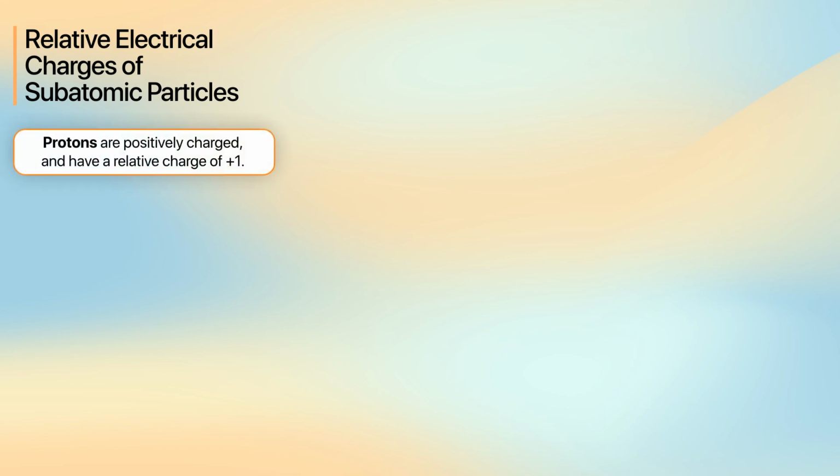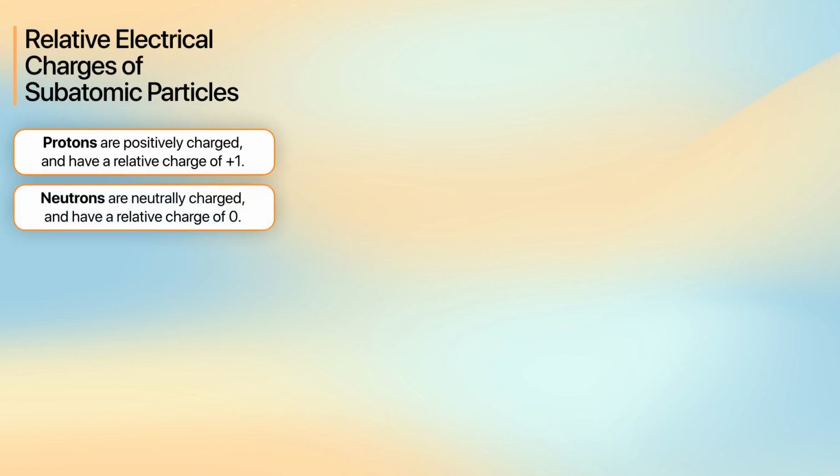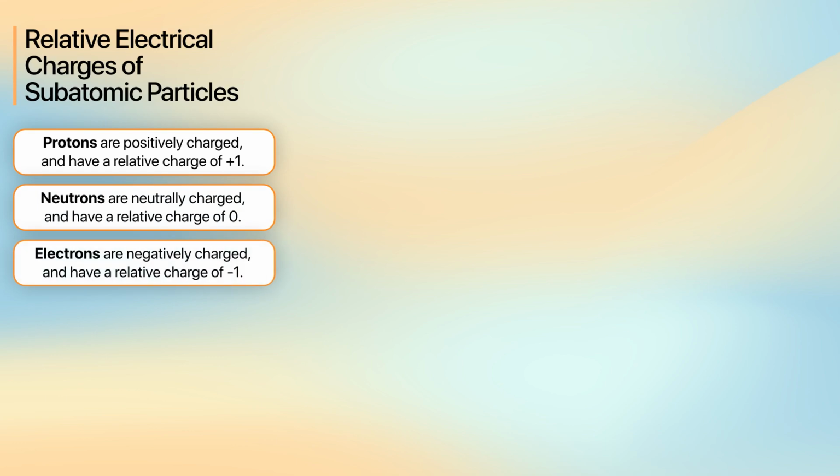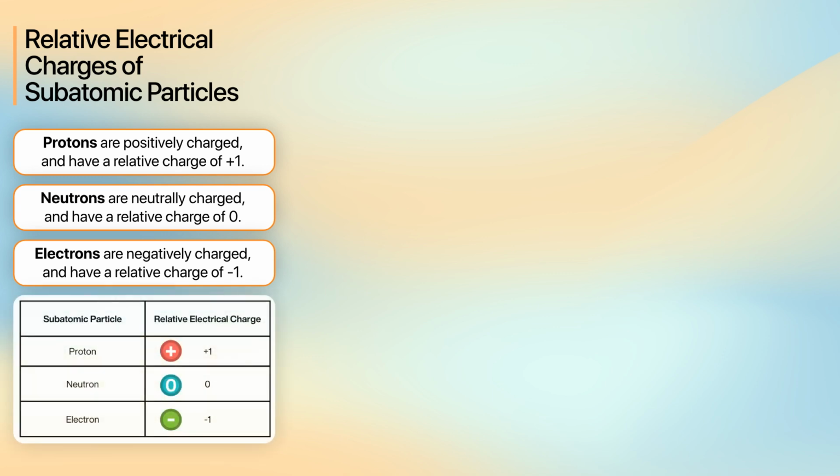To conclude, in today's lesson, we delved into the relative electrical charges of particles within atoms. We discussed the 3 main subatomic particles: protons, neutrons, and electrons. Protons, carrying a positive charge, and neutrons, which are neutral, are located in the nucleus of the atom. Electrons, with a negative charge, exist around the nucleus in specific areas called electron shells. This gives us the following summary of relative electrical charges.